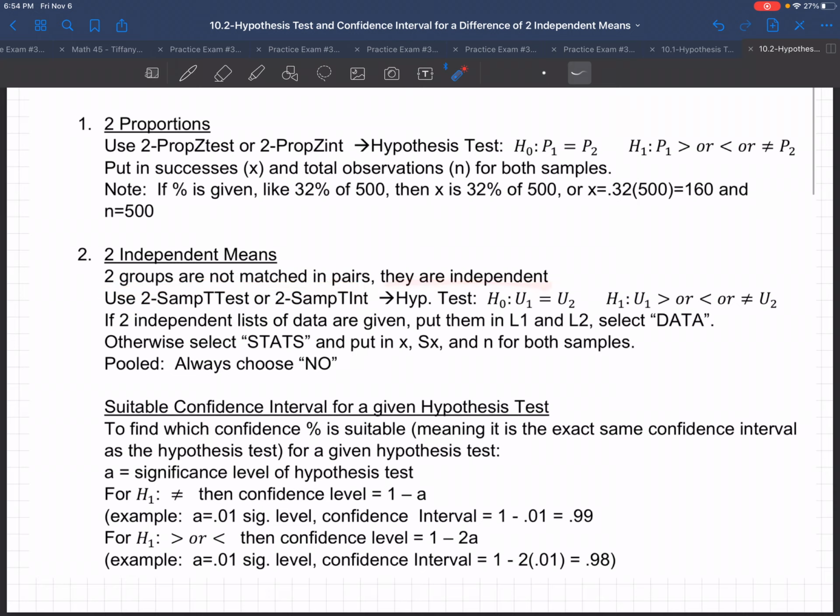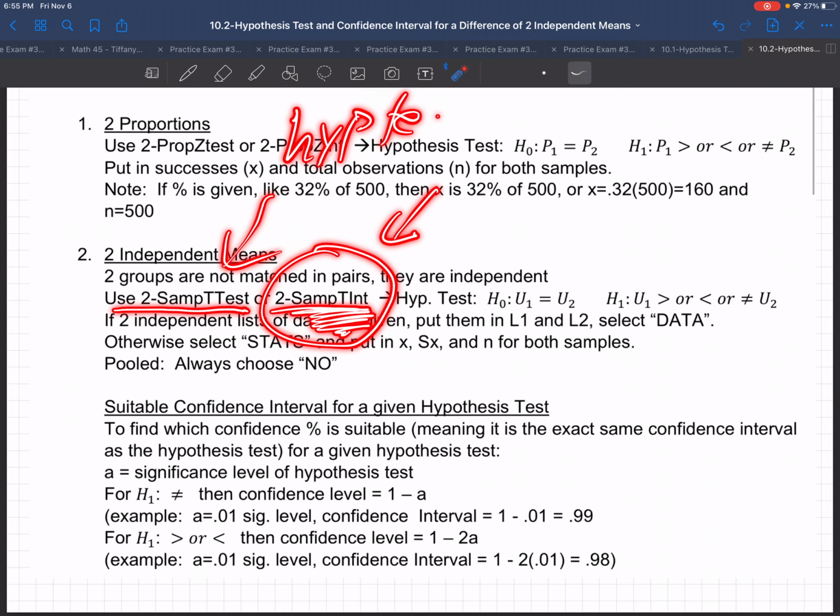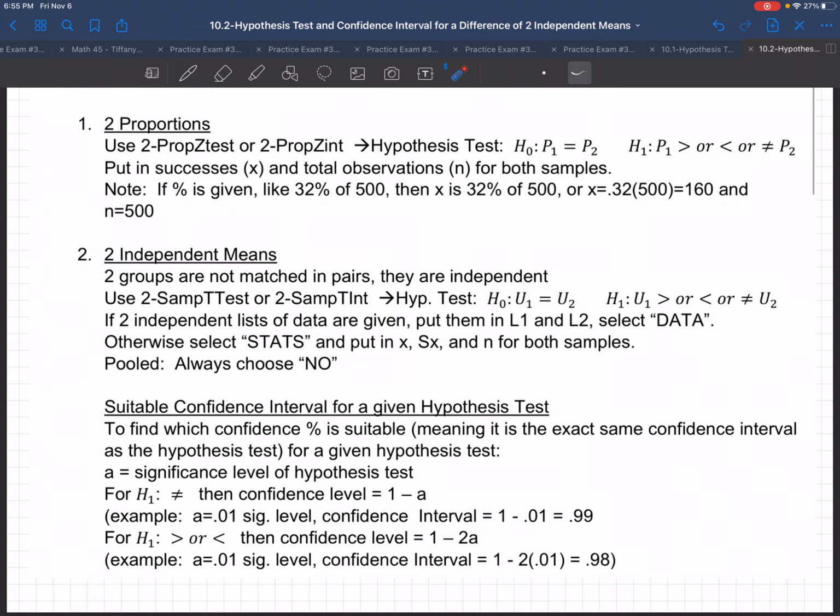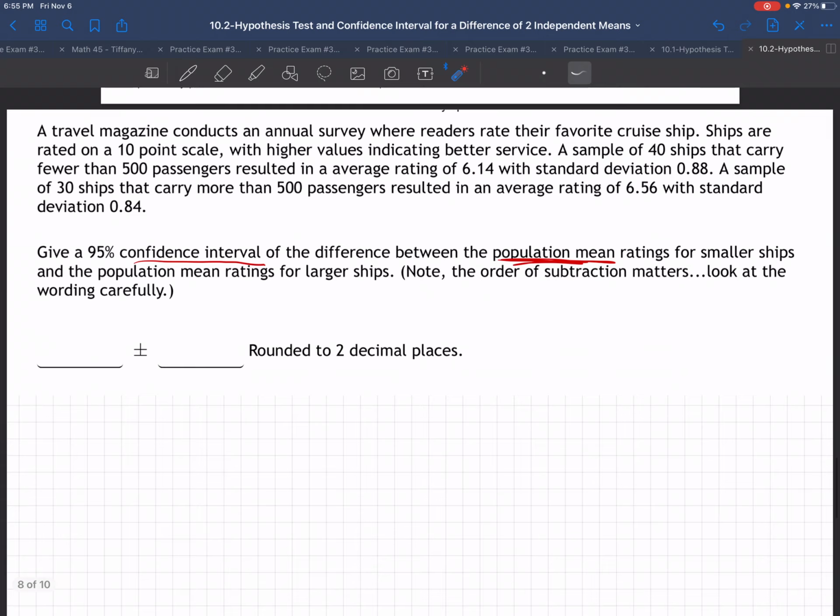They're independent. Use the two-sample t-test if you're doing a hypothesis test, or a two-sample t-interval. That'll be us, because we're doing a confidence interval. Does that make sense why it says you're going to use either this or this? This is if you're doing a hypothesis test, but we're doing a confidence interval. So for a confidence interval, you do the two-sample t-interval. Let's go do it. Two-sample t-interval.